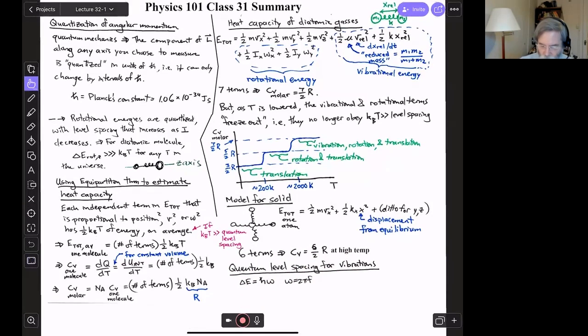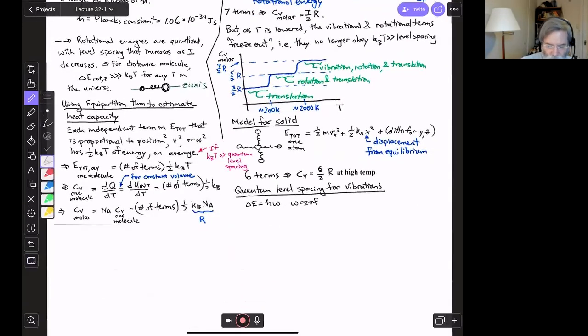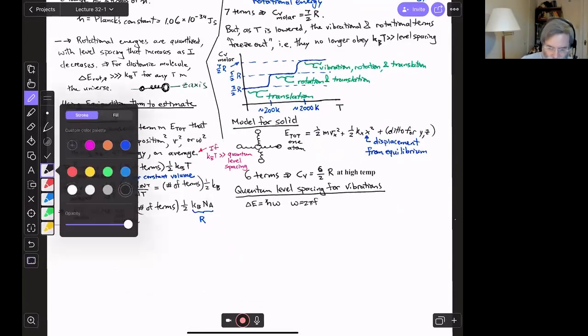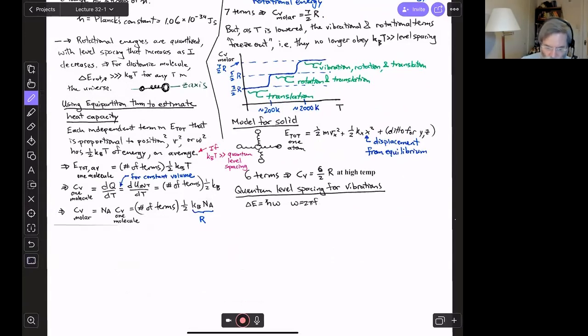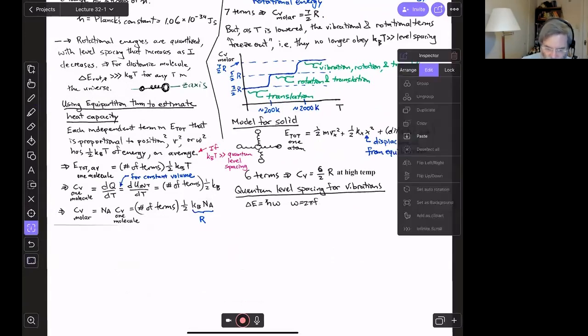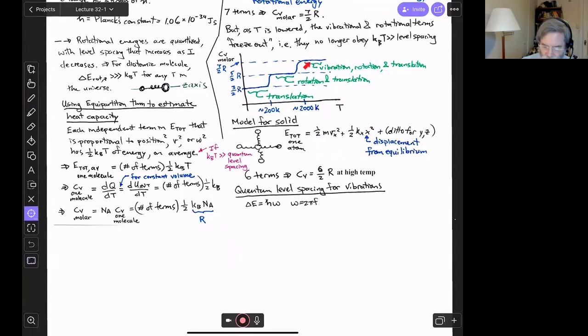So let's talk a little bit more about the heat capacity of solids. Again, if we start by looking back at this graph of diatomic molecules, as we're going, let's say, from 7/2 R down to 5/2 R, there is this transition region where the vibrational modes are freezing out like this. So at temperatures above this, we're in the regime where kBT is much greater than the quantum level spacing. Temperatures below it, it's less than.